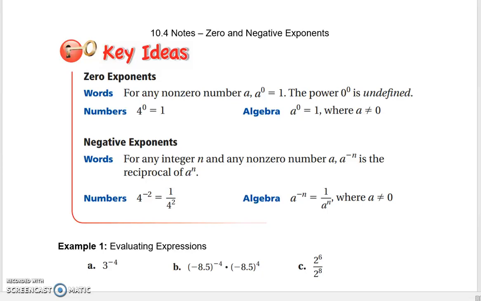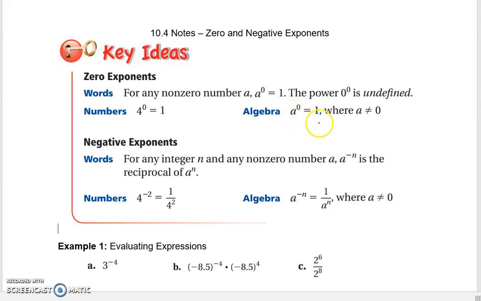Notes for zero and negative exponents. Remember, when you have zero exponents, anything to the zero power is 1. So 4 to the 0 is 1. 5 to the 0 is 1. Negative 2.7 to the 0 power is 1. The only thing that is not 1 is 0 to the 0, and that is undefined.